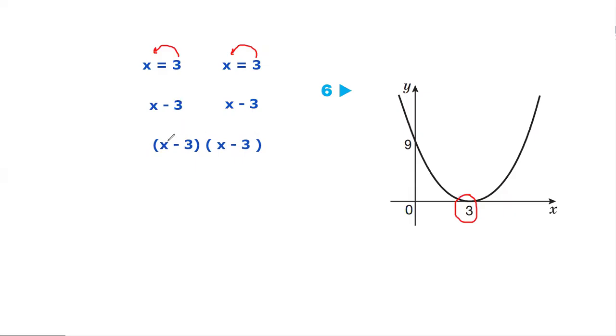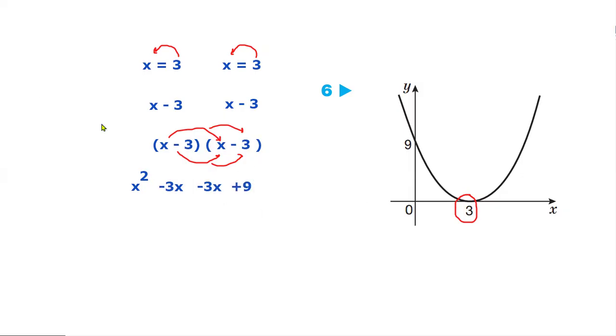Now we just have to expand these, first times first, and then times second, and then second times first, and then times second, like this. So x times x is going to be x power of 2, or x squared, and then x times negative 3 is negative 3x. And then here we have negative 3 times x is going to be negative 3x. And then negative 3 times negative 3 is going to be positive 9.